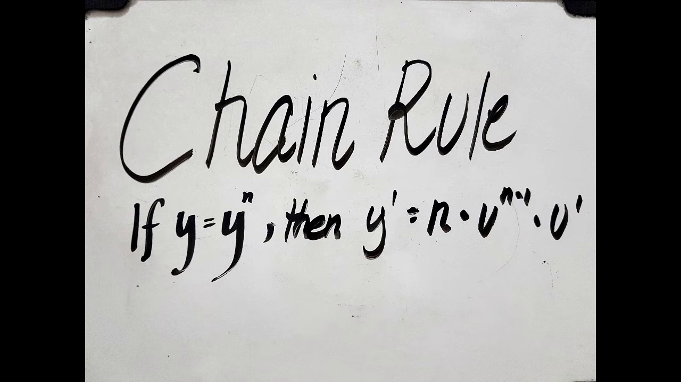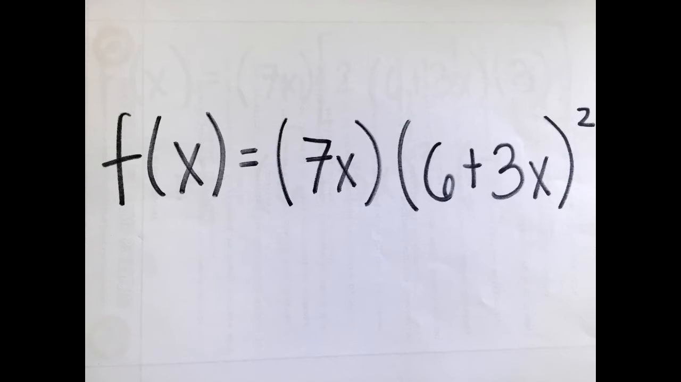In chain rule, we have the formula: if y equals u raised to n, then y prime is equal to n times u raised to n minus 1 times u prime. Here are some example equations for chain rule. F of x is equal to 7x times 6 plus 3x squared.